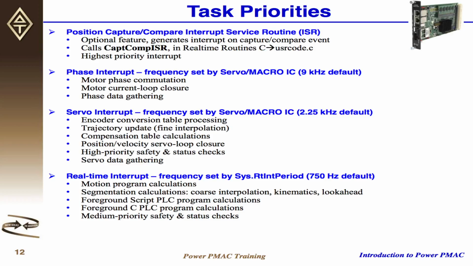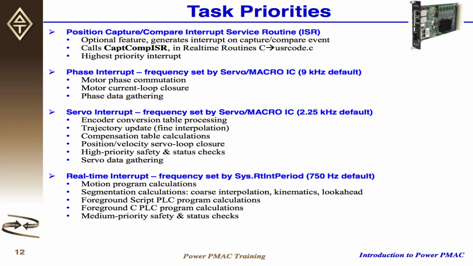The servo interrupt frequency, that is the next priority in Power Pmac. This is where encoder conversion table processing occurs. Trajectory update calculations happen in a part of the servo update that happens right after the servo update. The fine interpolation is directly in the servo update. Compensation table calculations happen at the servo update. Position and velocity loop closure.